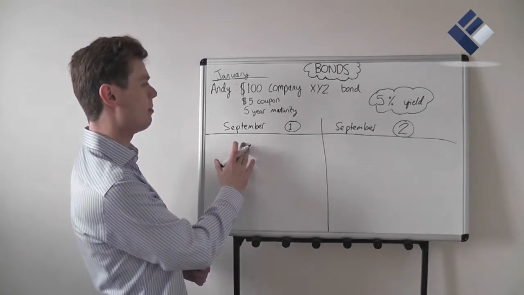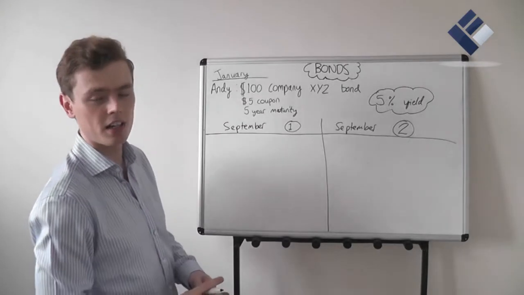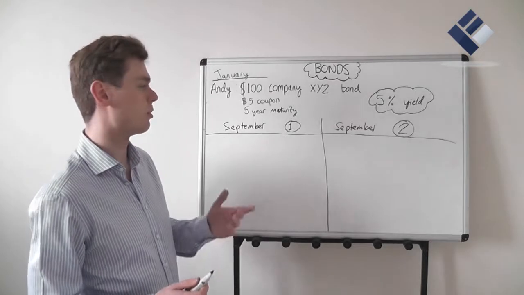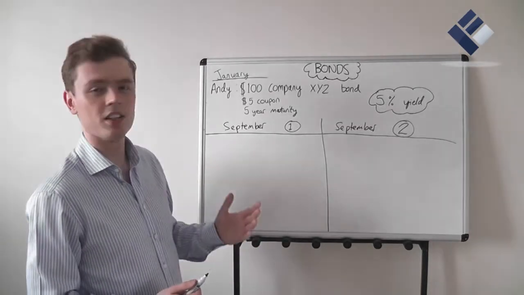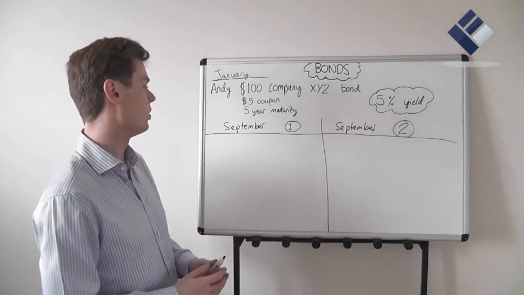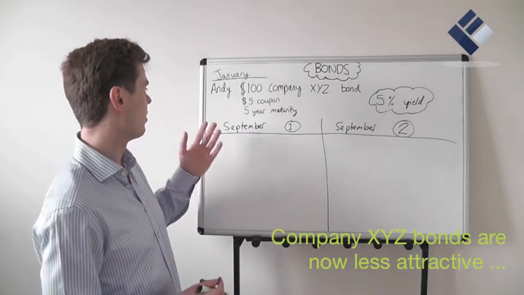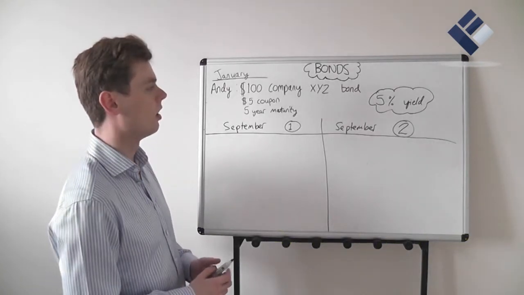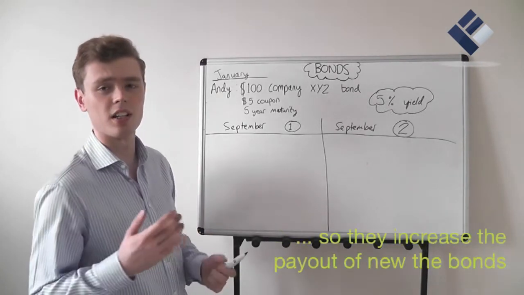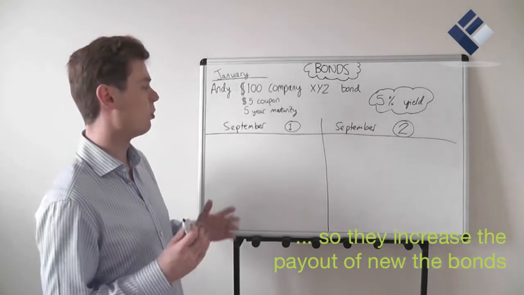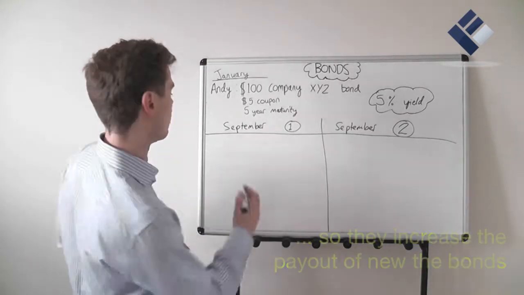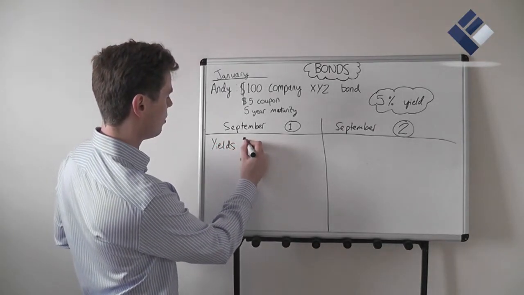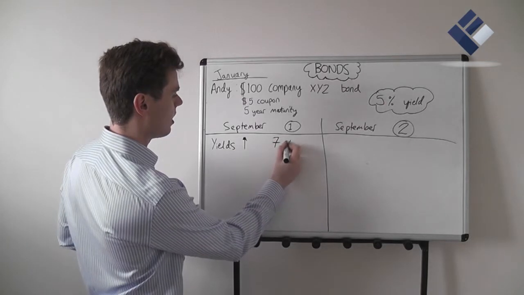So, let's say in September there's an earnings report for company XYZ and it shows really bad losses. The company is really struggling, they've had a bad year, there's fear of bankruptcy in the future. However, company XYZ is still issuing bonds. They desperately need to raise capital. So how do they entice investors, given that they seem like such a risky investment? Well, what they do is they raise the yield on their bonds. So we say that the yields go up here on newly issued bonds, let's say to 7%.